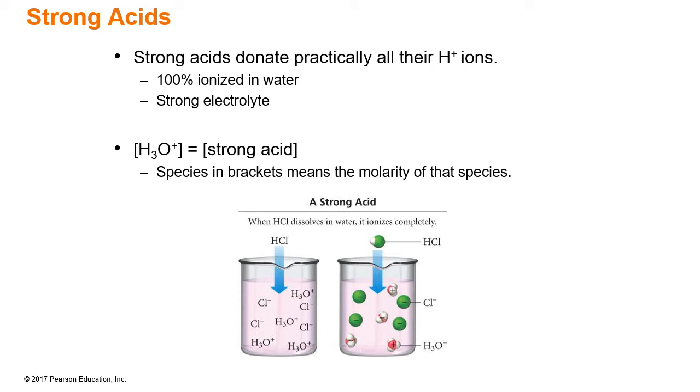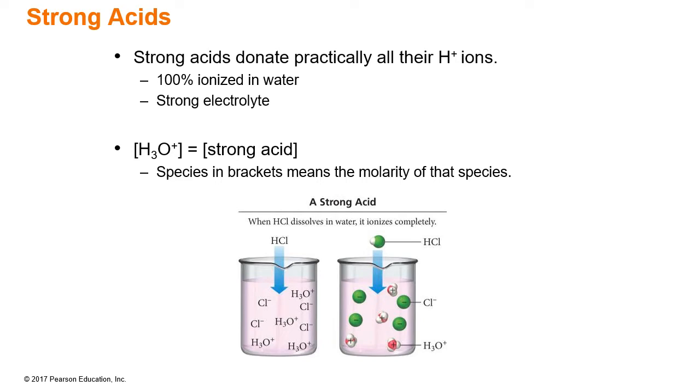Let's review a little bit about the definitions of strong and weak acids. So strong means that an acid will donate nearly all of the H plus ions into the solution. So essentially it is ionizing 100% into the water. This also makes it a strong electrolyte, meaning that it will conduct electricity. So strong has to do with the percent that our acid ionizes.